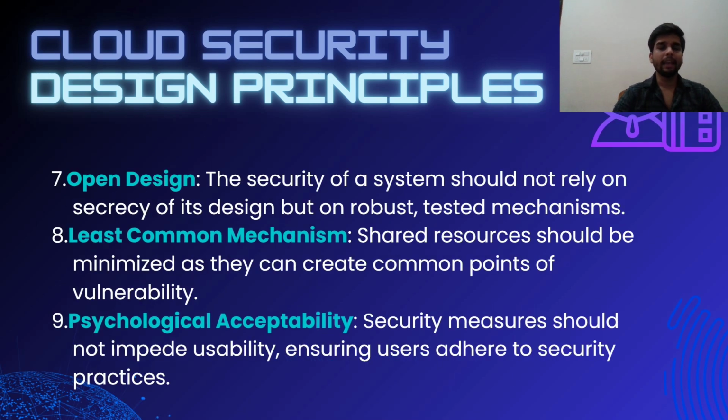Seventh one is open design. The security of a system should not rely on the secrecy of its design but on robust, tested mechanisms. Next is least common mechanism. Shared resources should be minimized as they can create common points of vulnerability. Next we have psychological acceptability. Security measures should not impede usability, ensuring users adhere to security practices.